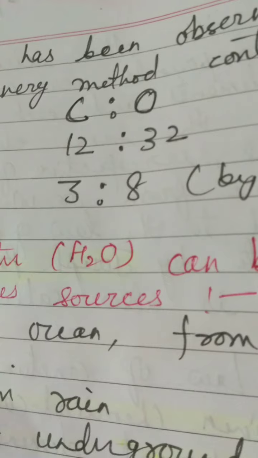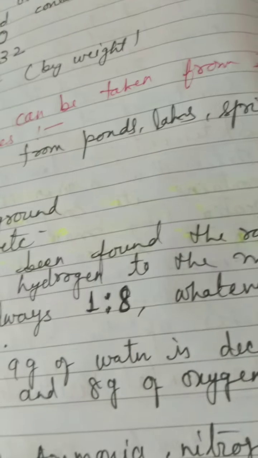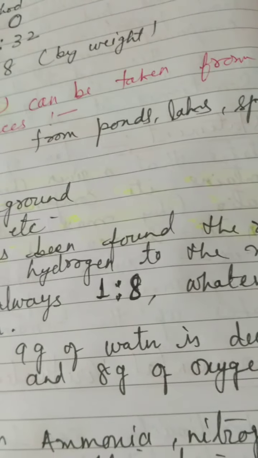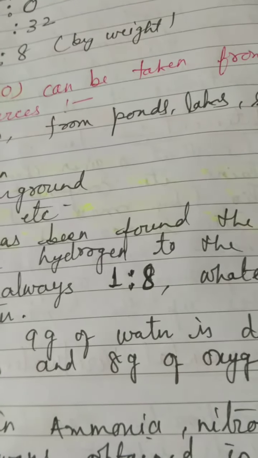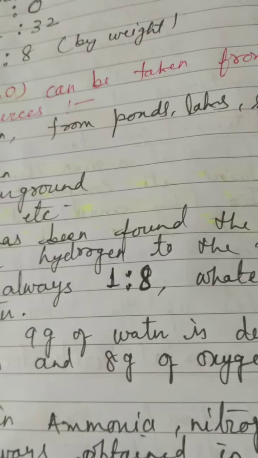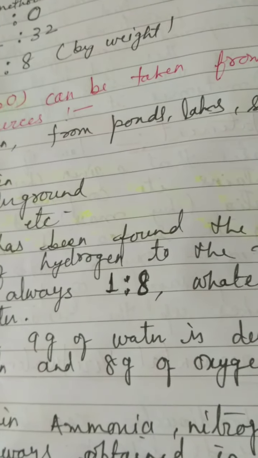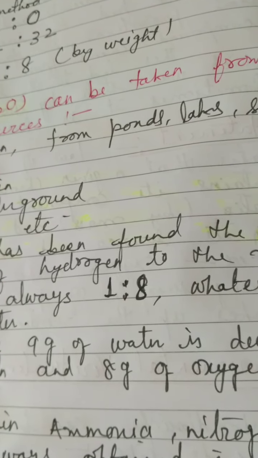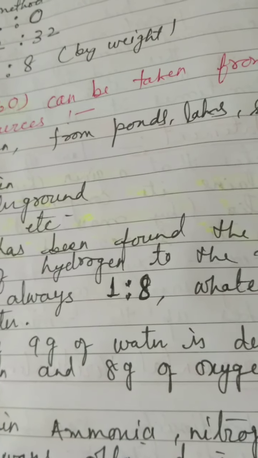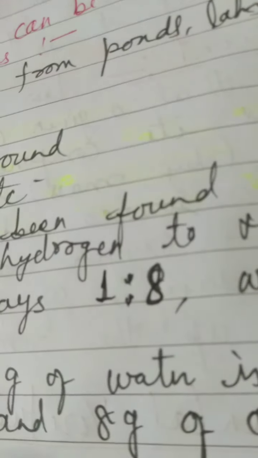whereas in the case of carbon dioxide, the smallest proportion was 12/32, so 3:8. In the case of water, the smallest proportion was 1:8, because H2O is the formula, hydrogen has 2 atoms and oxygen has 1 atom, and the 2 unified mass is contributed by hydrogen and the 16 unified mass by oxygen in the water molecule. So 2/16 comes as 1:8.